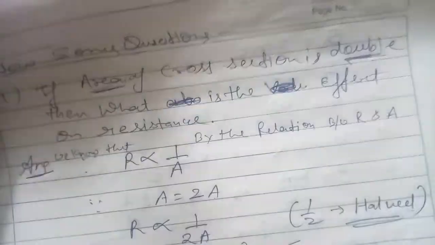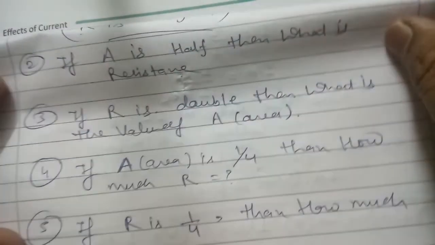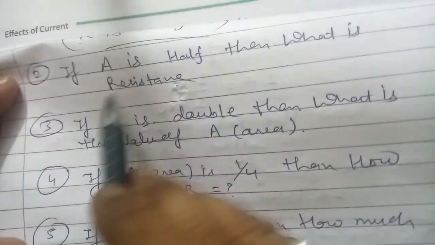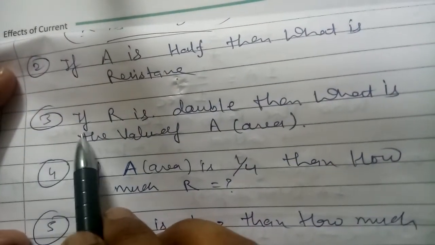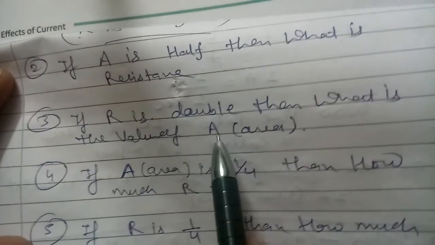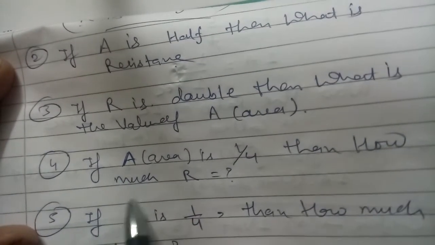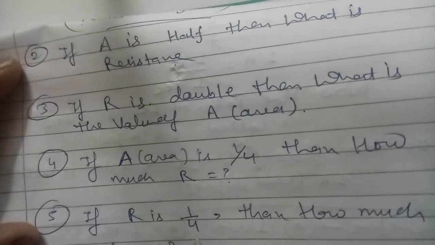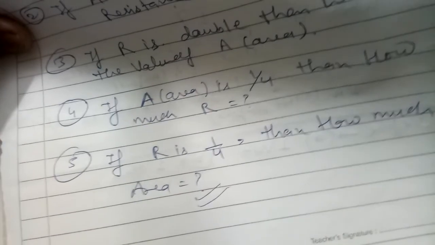You can also try the next questions. If you have any doubt, you can ask me. If A is half, then what is the resistance? If R, the resistance, is doubled, then what is the value of A? If the area is 1/4, then how much is R? If R is 1/4, then how much is the area? You have to solve these questions which depend on resistance and resistivity.